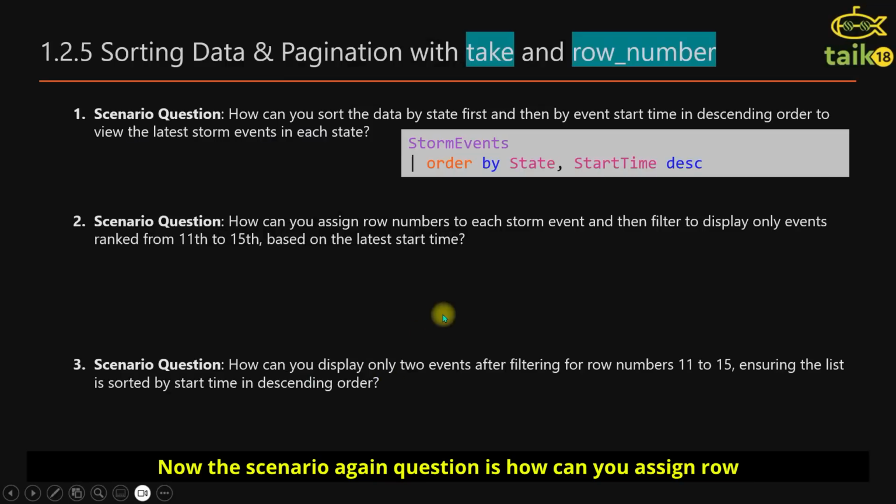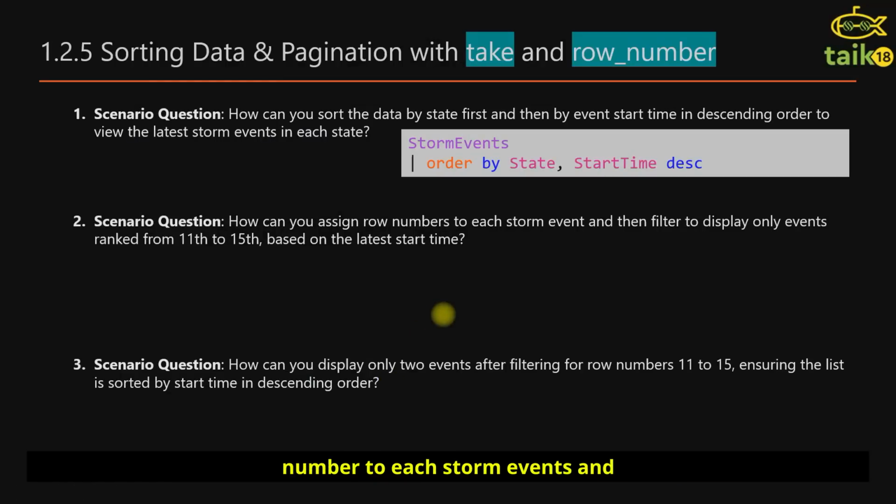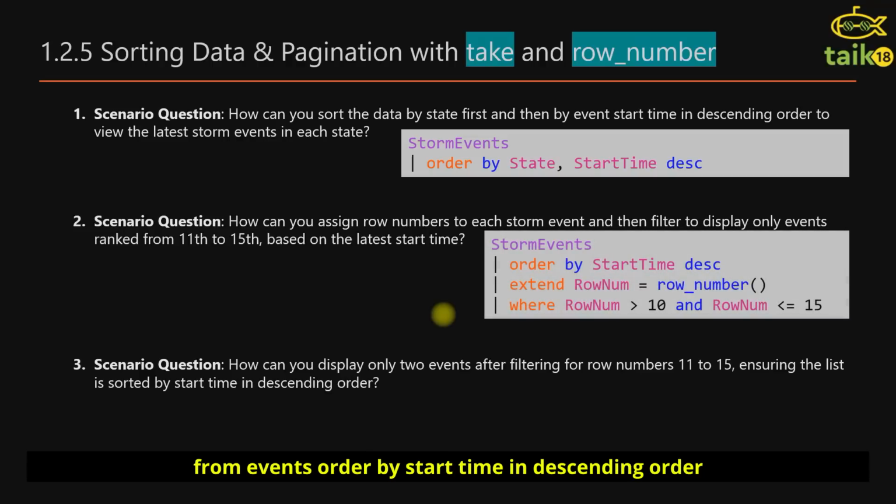Now the next scenario question is, how can you assign a row number to each storm event and then filter to display only events ranked from 10 to 15 based on the latest start time? So this is a new one. For that, basically we need to use StormEvents, order by start time in descending order, because the latest is showing up first. That's why we need to sort this in descending order.